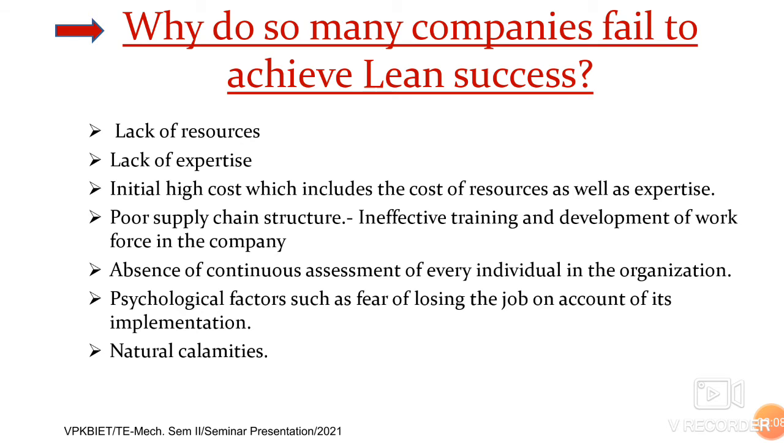So here is the answer to this question, why lean fails. Due to lack of resources, due to lack of expertise, due to high initial cost, due to poor supply chain structure, due to absence of continuous assessment of every individual in the organization, due to psychological factors such as fear of losing the job on account of its implementation, and due to natural calamities.